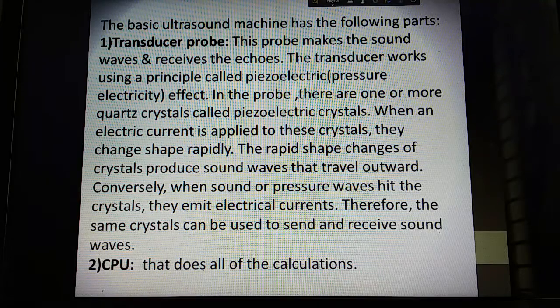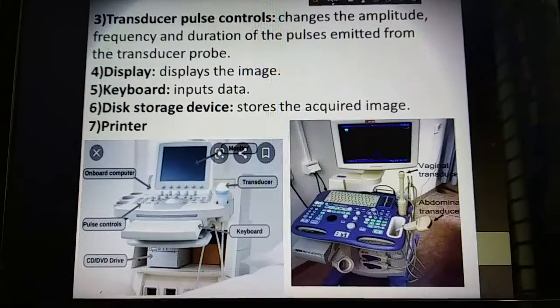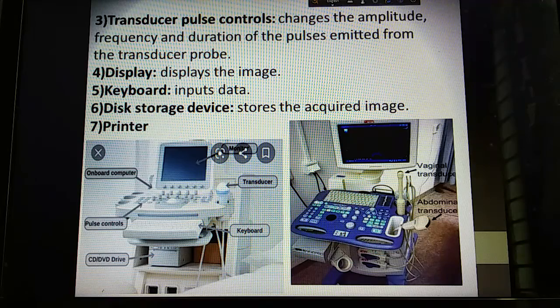this probe. Next, the next part of the ultrasonogram is the CPU, central processing unit, that does all of the calculations we have just discussed earlier, the speed and the time related to the ultrasonogram or related to sound waves, and these calculations are done on the CPU or central processing unit. Next part is the transducer pulse controls. It changes the amplitude, frequency, and duration of the pulses emitted from the transducer probe. For different kinds of diagnosis, different kinds of probes are used.